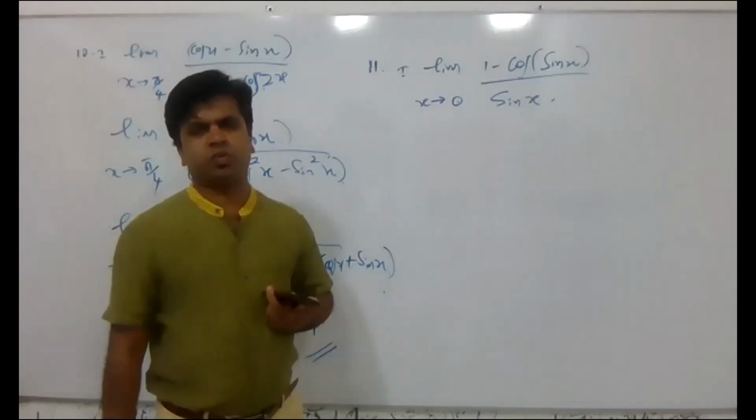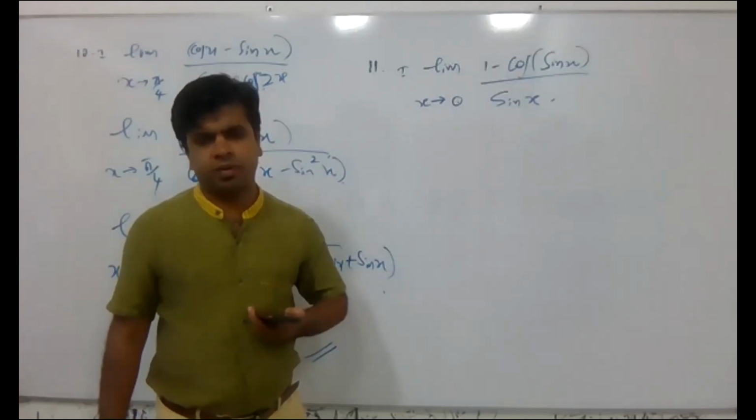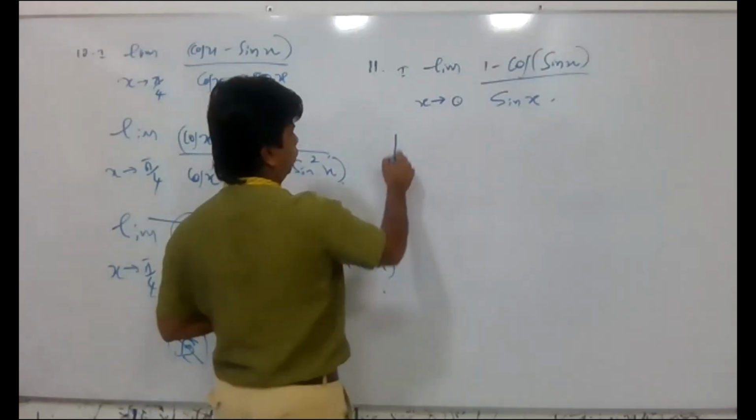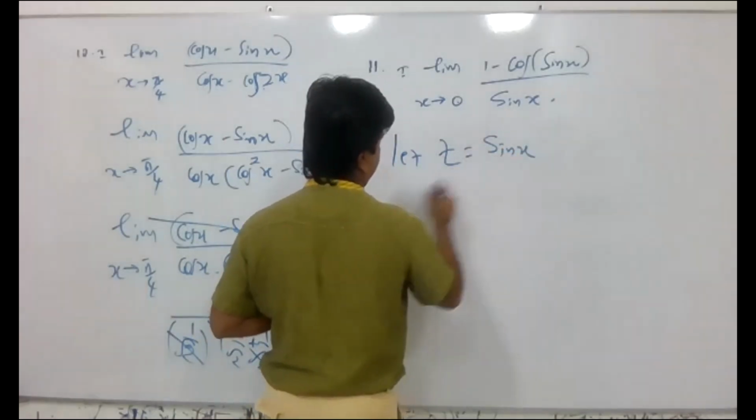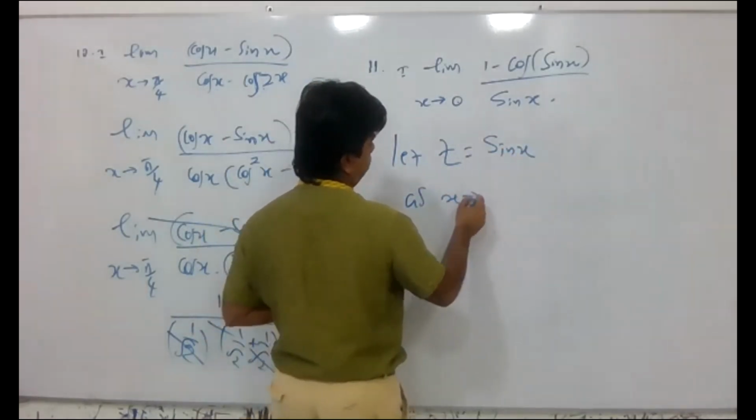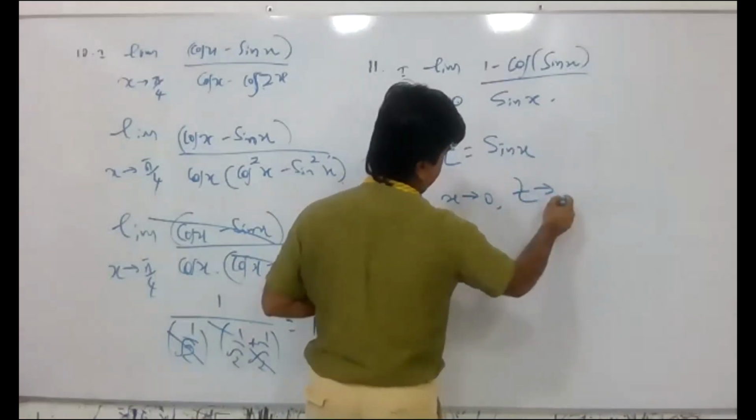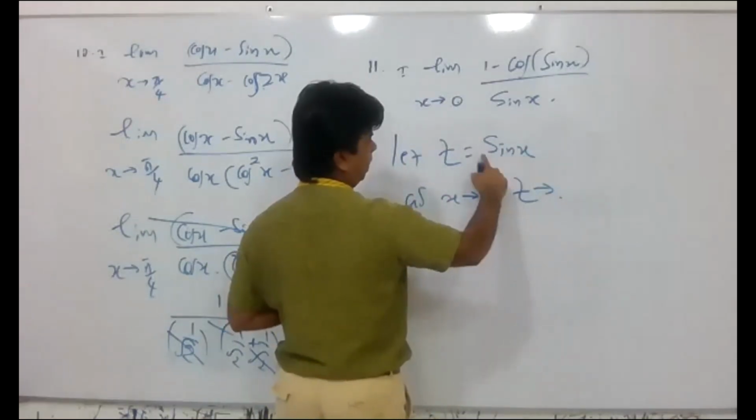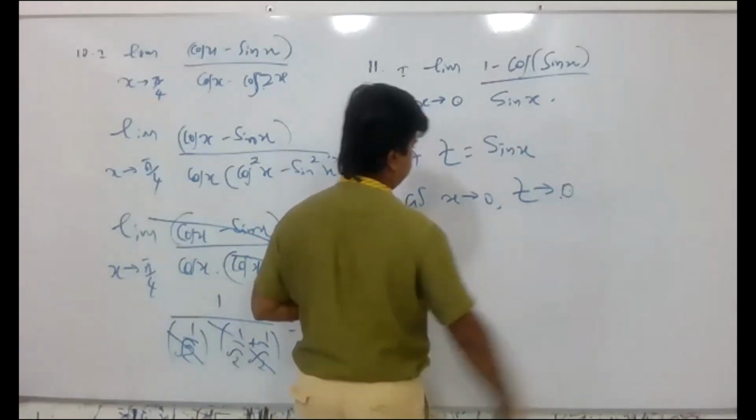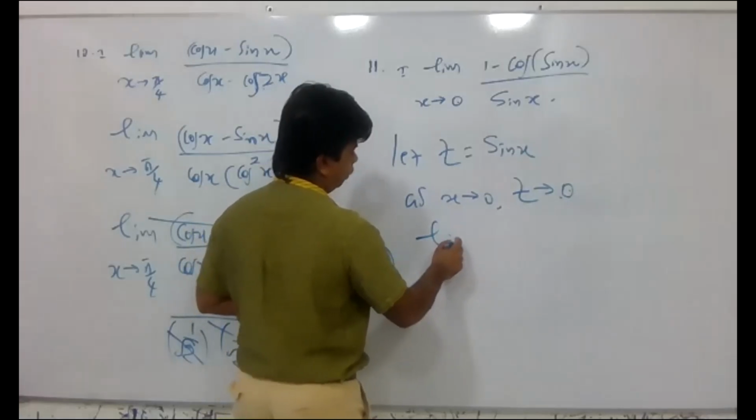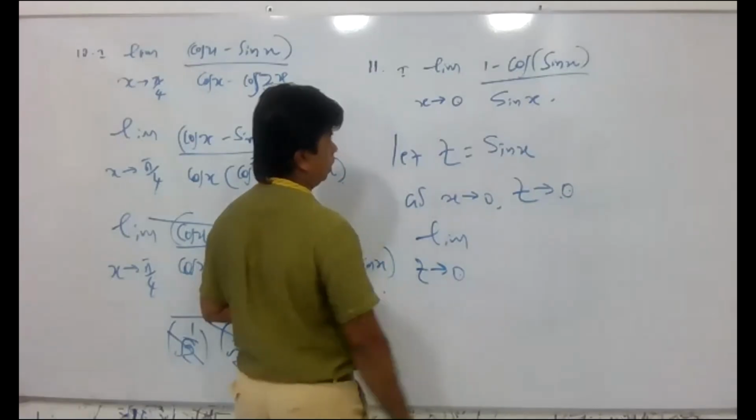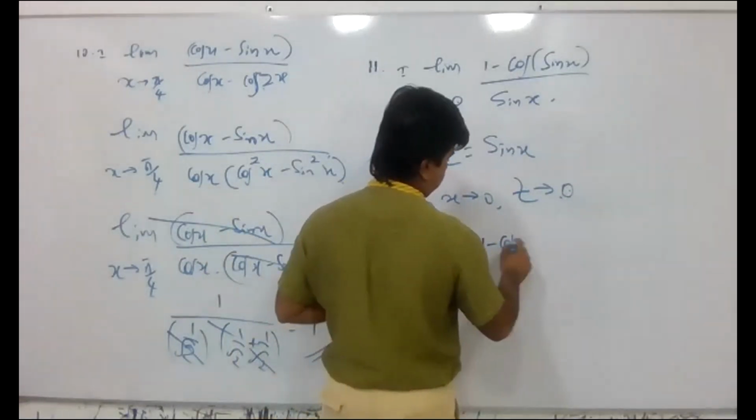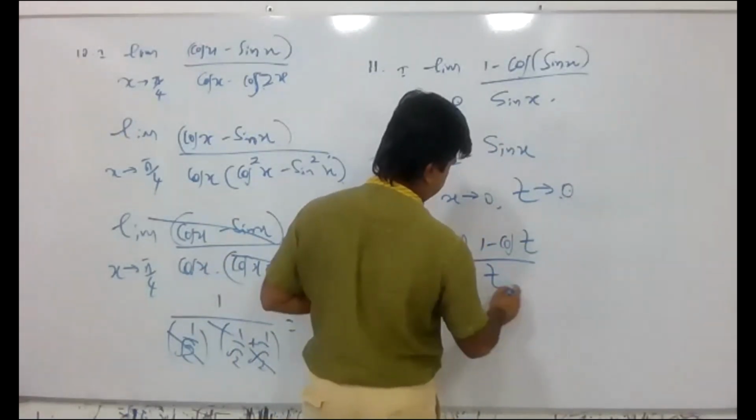You can manage this question also by using substitution. So what do we do here? You just write, let t equal sin x. That means as x goes to 0, where does t go? You know that sin 0 is 0, so t goes to 0. Then you can write limit t goes to 0, (1 minus cos t) over t.